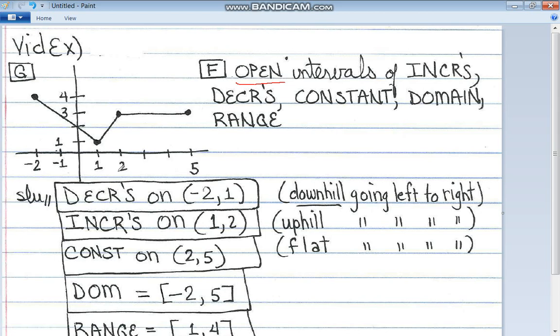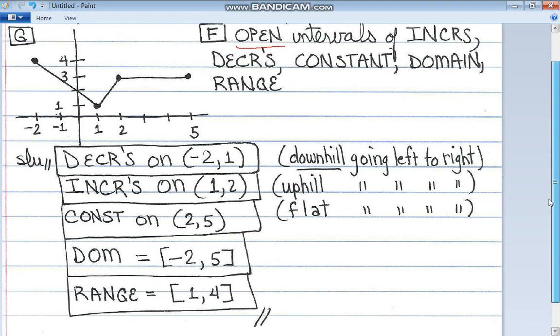And what about constant? Constant means he's not going uphill or downhill, and that occurs from x equals 2 all the way across until x equals 5. He's going straight across. In other words, he's constant. So this function is constant on the open interval of x values from 2 to 5.